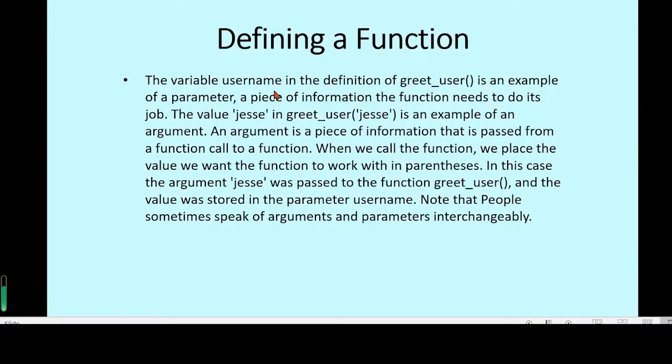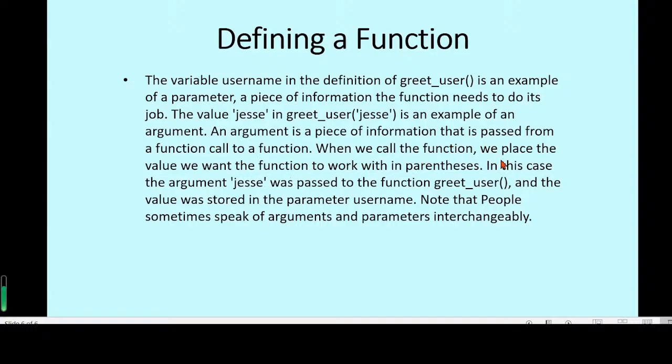So the variable username in the definition of greet user is an example of a parameter, a piece of information the function needs to do its job. And the value Jesse in greet user Jesse is an example of an argument. An argument is a piece of information that is passed from a function call to a function.